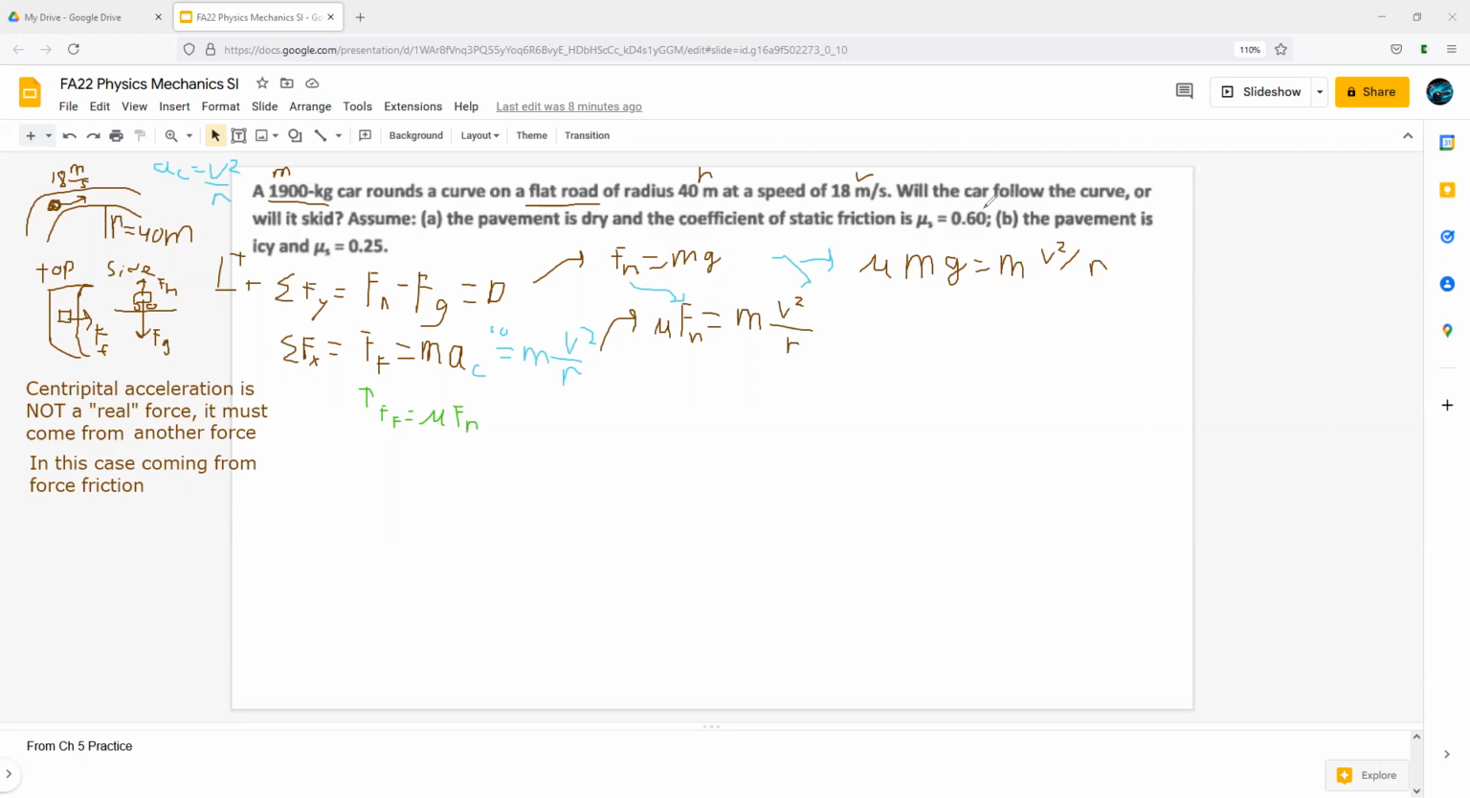Now's a good time to pause and look at what it's asking for us. It's asking, will the car follow the curve or will it skid? Well, we actually have all of these. m is given, mu is given, gravity is known, velocity is given, and r is given. So what are we solving for? The question here is, will the car skid? For that, we need to know what the static coefficient of friction necessary is. So let me put that in a little note. I'm just going to use u.